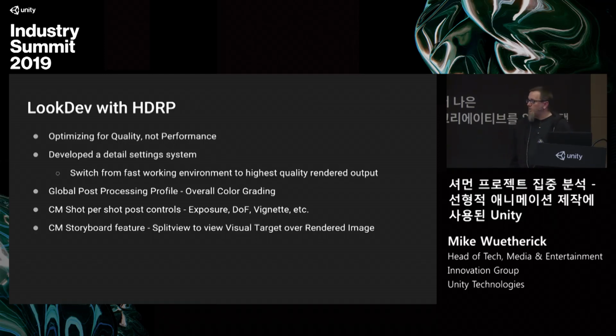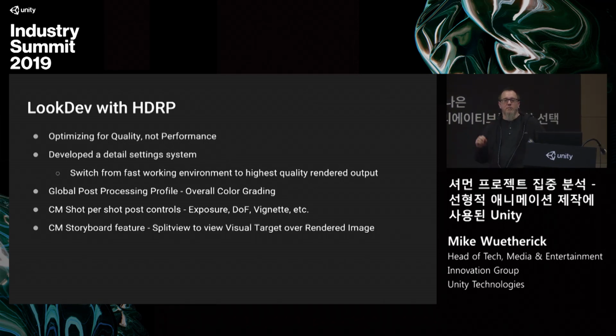For things like color grading and your overall lighting, we had basically a global or set profile. Then with Cinemachine, you can get in and get very detailed on a per-shot basis, with depth of field, exposure, vignette, and so on. Cinemachine actually has a storyboard feature where we could load in reference images or storyboards, and you can see both views side by side.